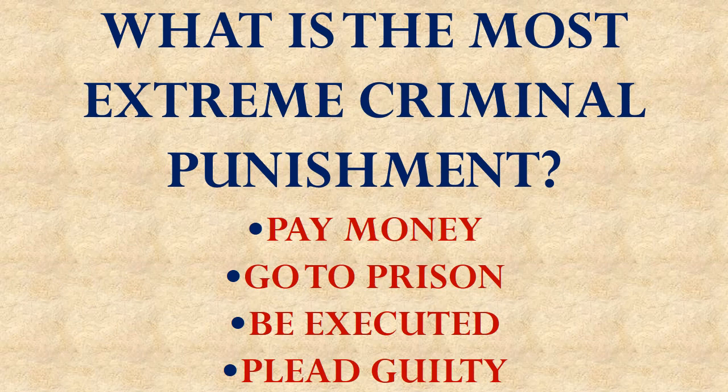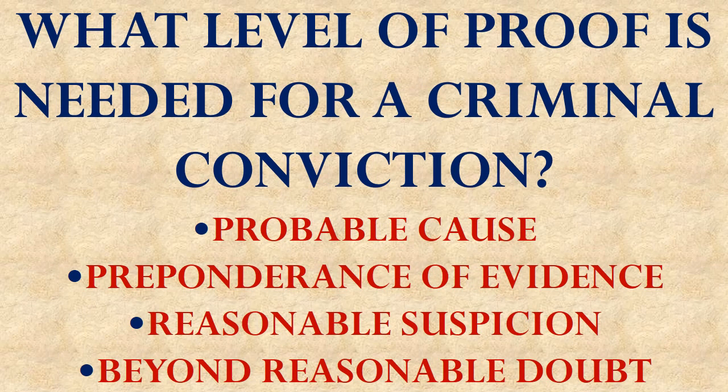What is the most extreme punishment that someone can receive in a criminal case? Is it that they'll have to pay money, or they'll have to go to prison, or they'll be executed, or that they'll have to plead guilty? In a criminal case, the most extreme thing that can happen is they can actually be executed. Their life can be ended. And then what level of proof is needed in a criminal case? Is it probable cause, preponderance of the evidence, reasonable suspicion, or beyond a reasonable doubt? It is beyond a reasonable doubt.